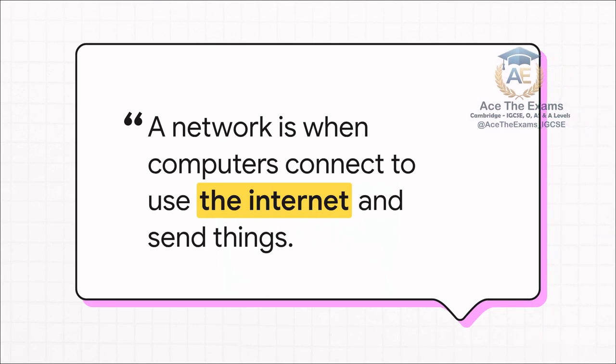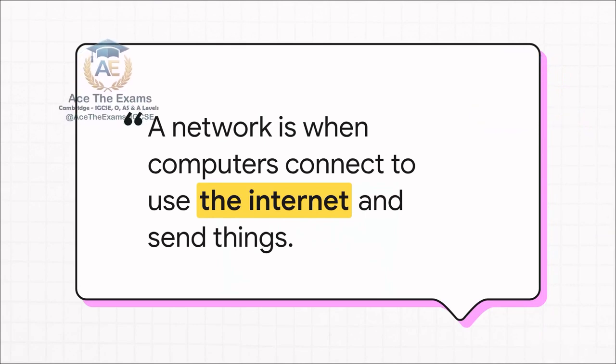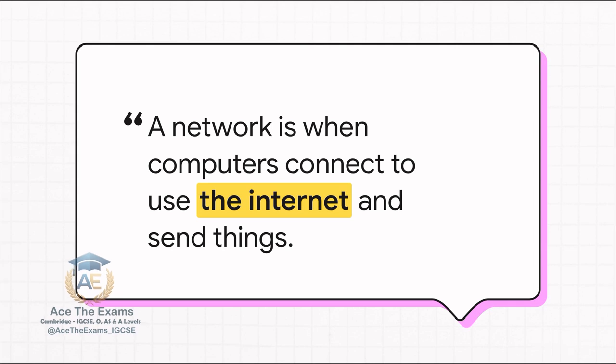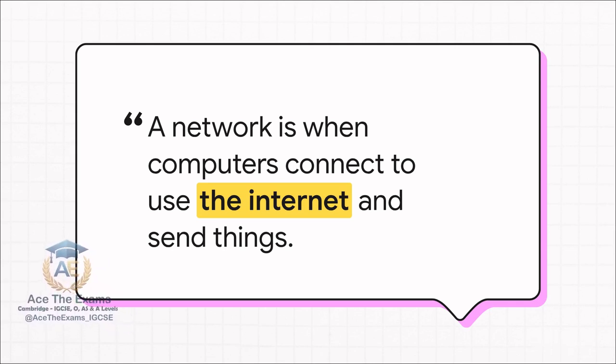Just listen to this sentence for a second. "A computer network is when computers are connected together so they can use the internet and send things to each other." Look, if you're writing anything that even kinda resembles this tragically flawed, super generic student answer, you are walking straight into a massive examiner trap. Sure, it sounds right to the average person on the street, but to a Cambridge examiner, it's an absolute disaster.